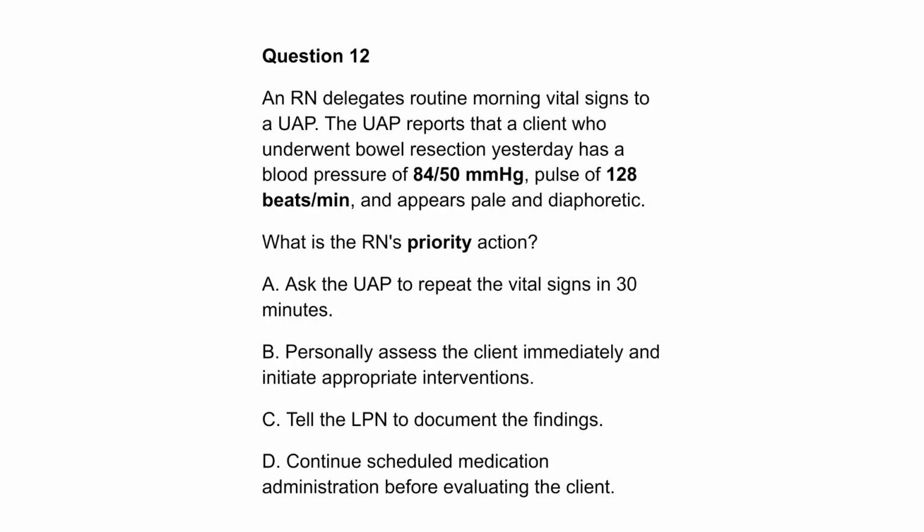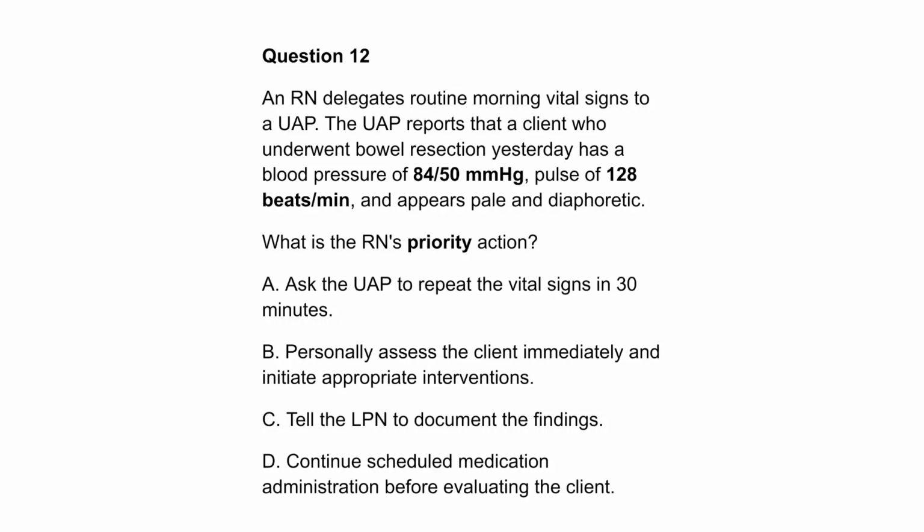The UAP reports that a client who underwent bowel resection yesterday has a blood pressure of 84/50 millimeters of mercury, pulse of 128 beats/min, and appears pale and diaphoretic. What is the RN's priority action?